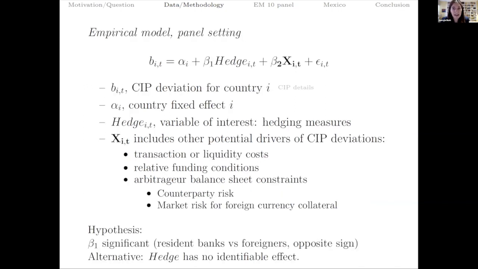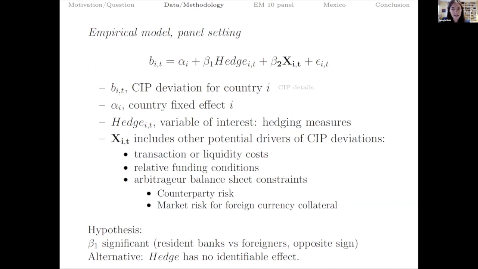This is in the panel setting. The left-hand side is the CIP deviation for the country, and the right-hand side, the variable of interest, is the hedge variable. In the emerging market currency panel, the hedge variable is only going to be the resident bank currency mismatch. That is the hedging variable of interest in the panel.